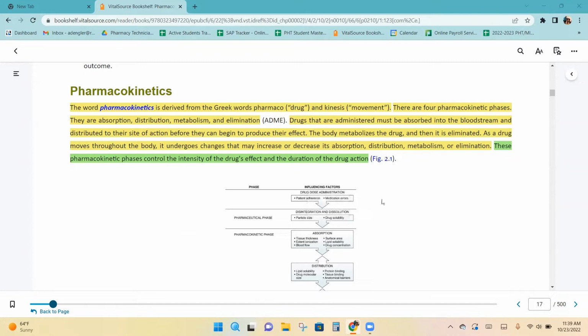Drugs that are administered must be absorbed into the bloodstream and distributed to their site of action before they can begin to produce their effect. The body metabolizes the drug and then it is eliminated. As the drug moves throughout the body, it undergoes changes that may increase or decrease its absorption, distribution, metabolism, or elimination. These pharmacokinetic phases control the intensity of the drug's effect and the duration of the drug's action.